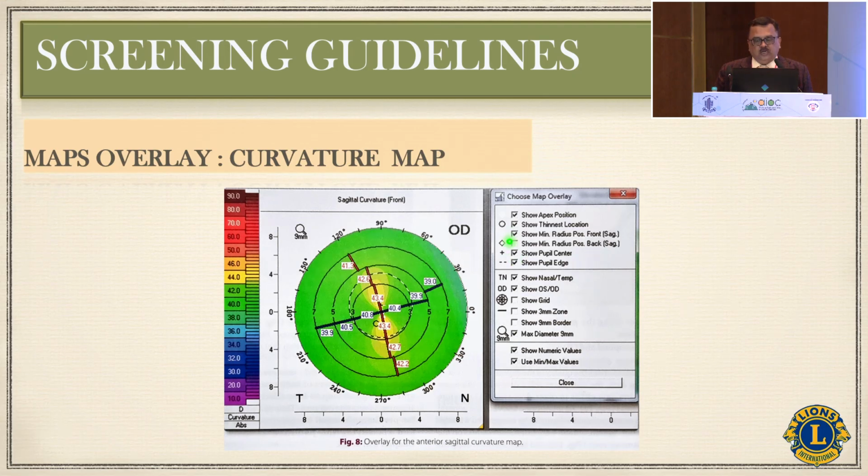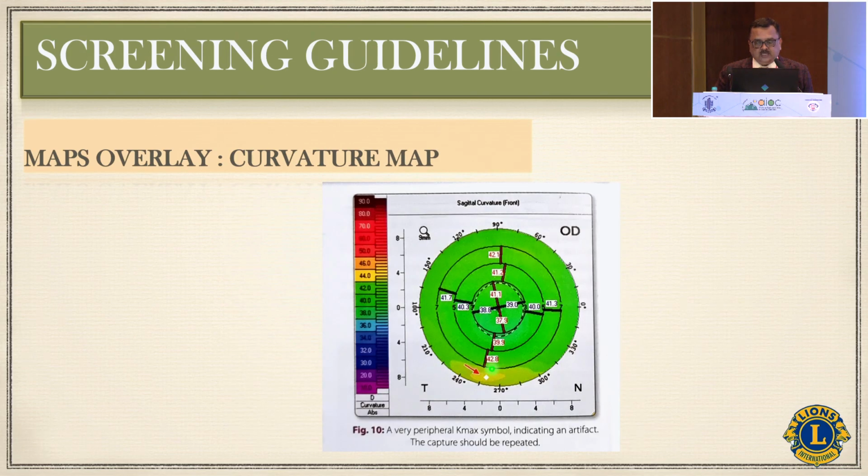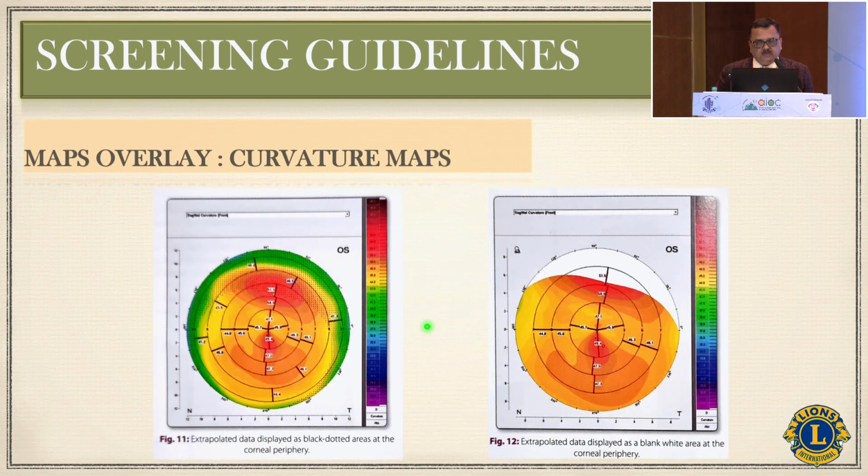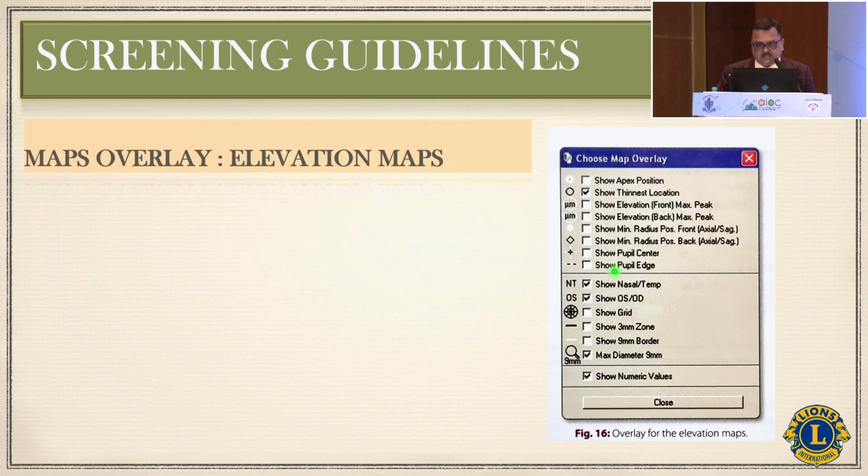Only the black points are easier to identify. These two whites are difficult. This is the Kmax reading, which is in the periphery, which shows us that there has been a misalignment. Similarly, the black dots, this area has been interpolated intelligently by the machine. And if you are getting this, kindly change the settings.